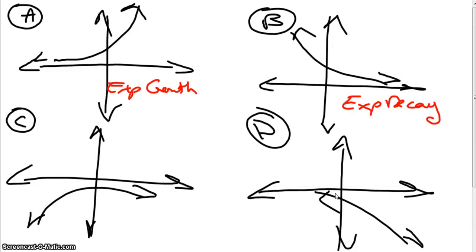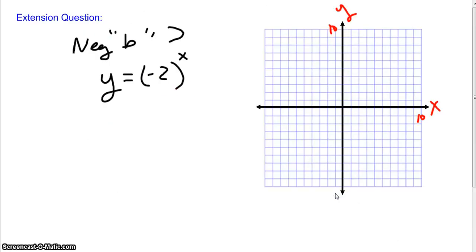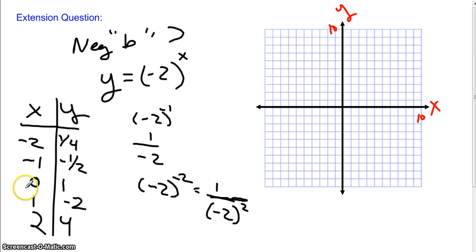Good. So, what happens with our negative B? We kind of did a little sample of this earlier in the chapter, but go ahead and try it. Let's do 5 values, and let's try graphing this. Okay, when you plug in 0, you get 1. When you plug in 1, you have negative 2. When you plug in 2, you have negative 2 times negative 2, which is 4. When you plug in the negative exponents, you end up with reciprocals, right? So you end up with negative half or 1/4.